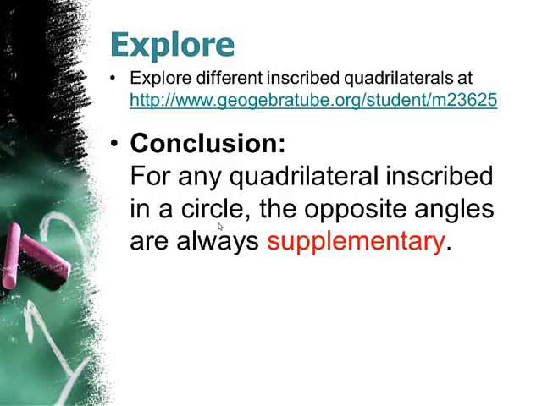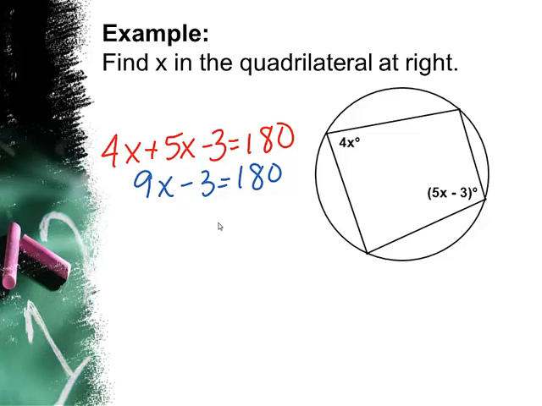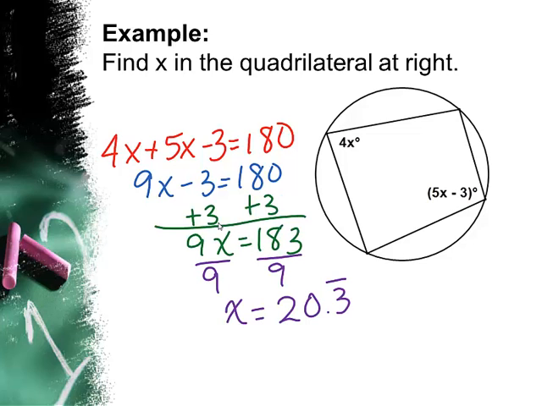That makes them supplementary. So in this last example, we're going to solve for x in the quadrilateral at right. We're going to use the fact that those two angles are supplementary. So you don't know if they're congruent, but we do know they add up to 180. Combine like terms, add 3 to both sides, divide by 9, and I get a repeating decimal here, 20.3 bar, or 20 1/3.